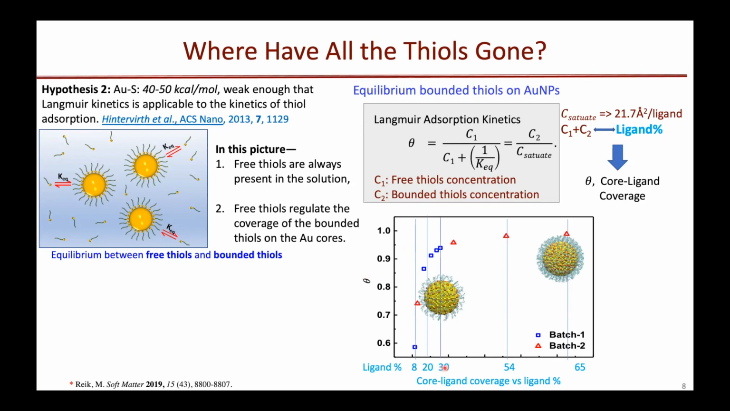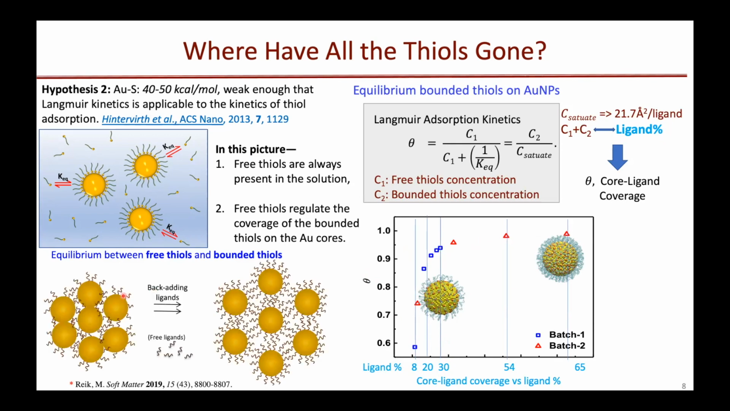And you can see that below 30% of ligand mass fraction, the thiol coverage increased rapidly. And after that, it increased very slowly. So this hypothesis agrees with the TEM observations, because at the low thiol concentration, the gold particles are losing hairs and they become bald. So the cores can't touch one another.